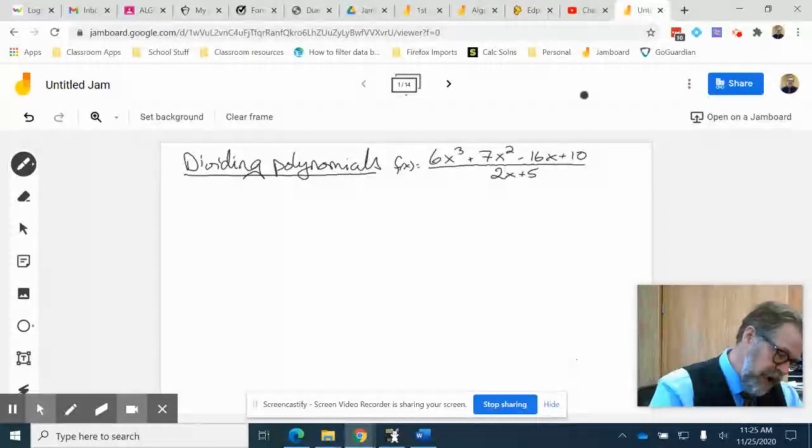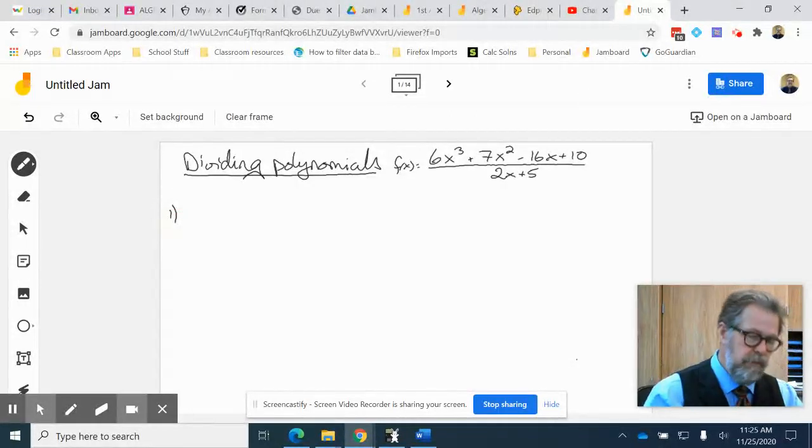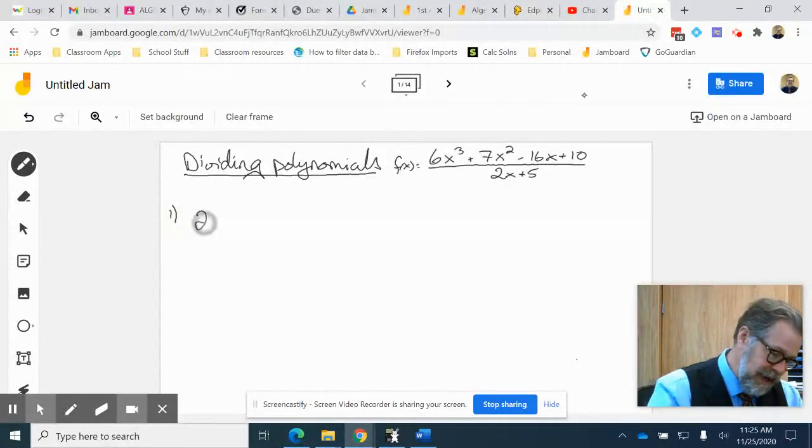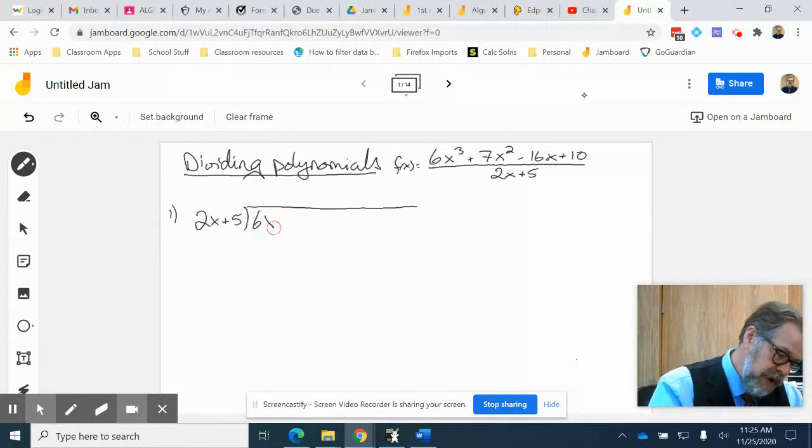And the first strategy I'm going to show you is just basic long division. And I don't know how many of you remember long division, to be honest with you. Since I'm a high school teacher, I don't even know if they still teach long division. But long division looks like this.